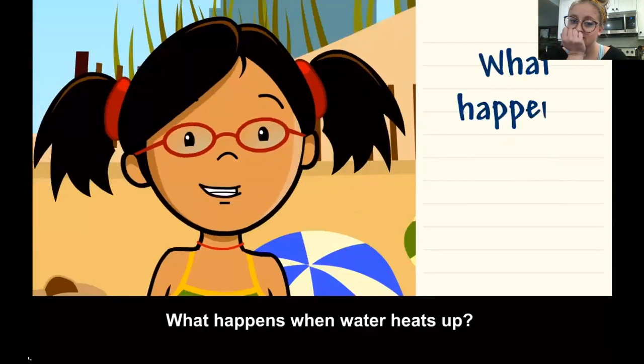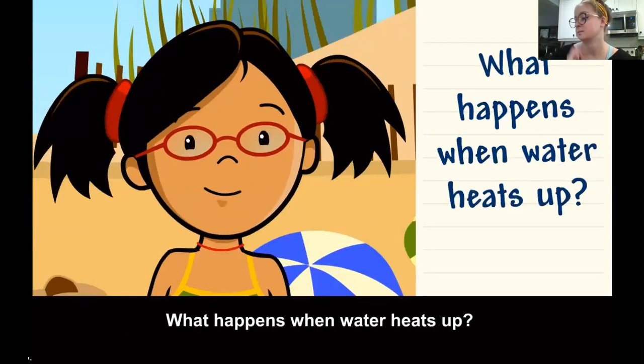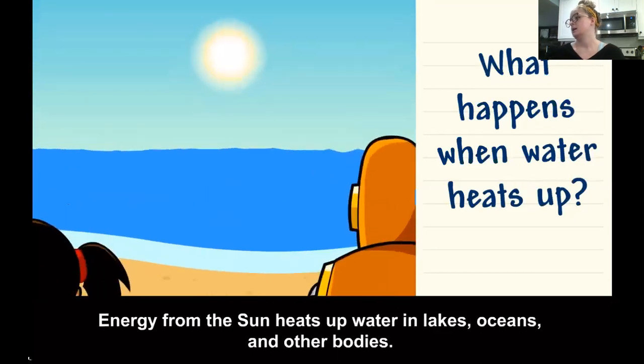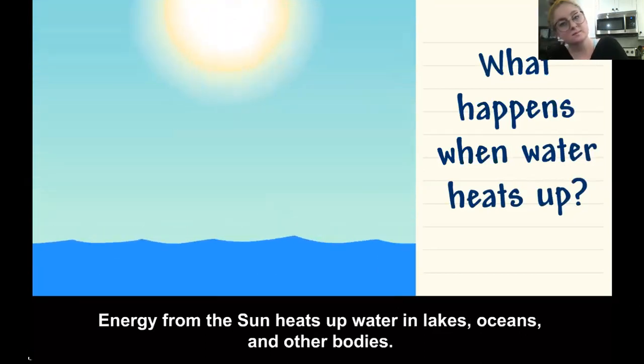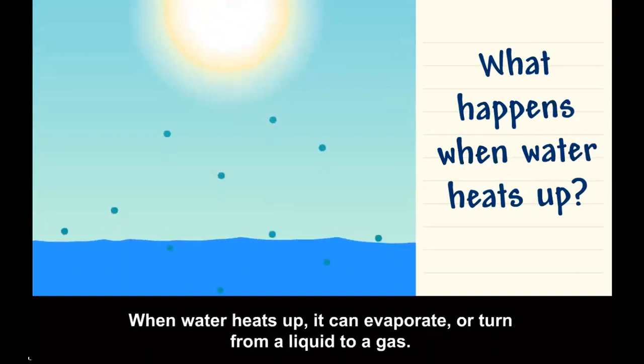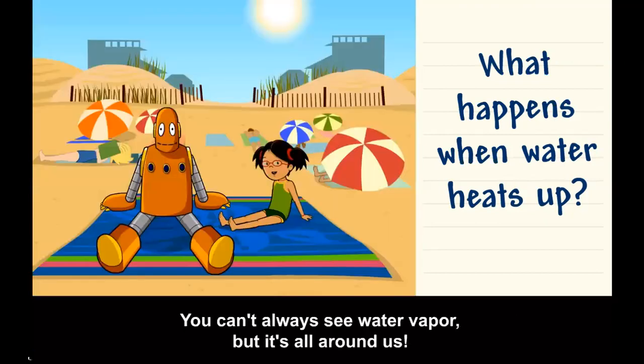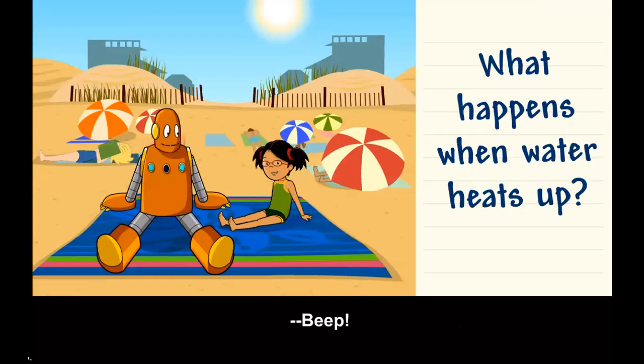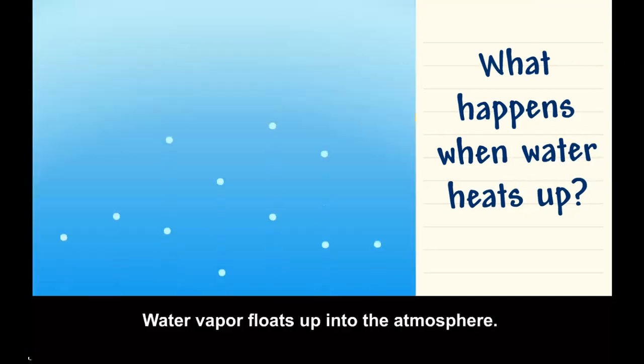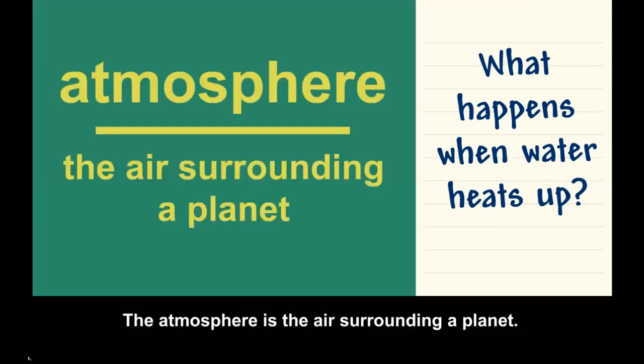What happens when water heats up? Energy from the sun heats up water in lakes, oceans, and other bodies. When water heats up, it can evaporate or turn from a liquid to a gas. Liquid water turns into a gas called water vapor. You can't always see water vapor, but it's all around us. Water vapor floats up into the atmosphere. The atmosphere is the air surrounding a planet.